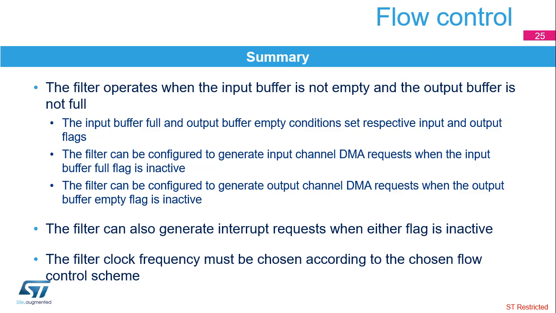A flag called X1 full is set if the number of available spaces in X1 buffer is less than the full WM threshold. A DMA request can be generated when this flag is not set in order to fill the X1 buffer. A flag called Y empty is set if the number of unread data is less than the empty WM threshold. A DMA request can be generated when this flag is not set in order to empty the Y buffer. The management of buffers can also be performed by software relying on interrupt requests that can be asserted when either flag is inactive. The filter clock frequency must be chosen according to the chosen flow control scheme.